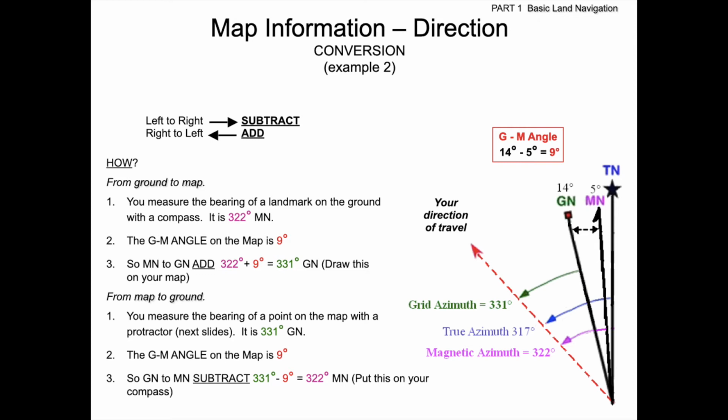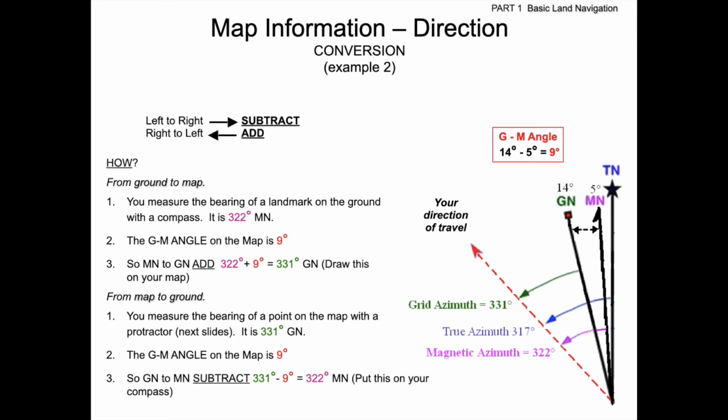So from ground to map is our first example, magnetic to grid. Number 1, you measure the bearing of the landmark on the ground with a compass. So perhaps we're aiming at that sweet hilltop with our compass, and we are reading 322 degrees magnetic. Number 2, the GM angle on the map is 9 degrees.